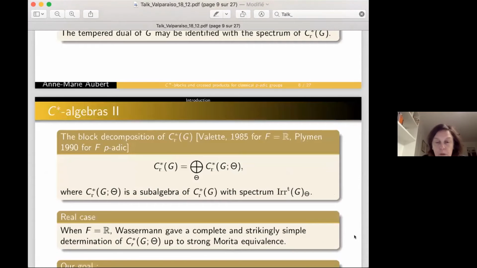But the result is the same, while the proofs for real groups and for p-adic groups are very different.